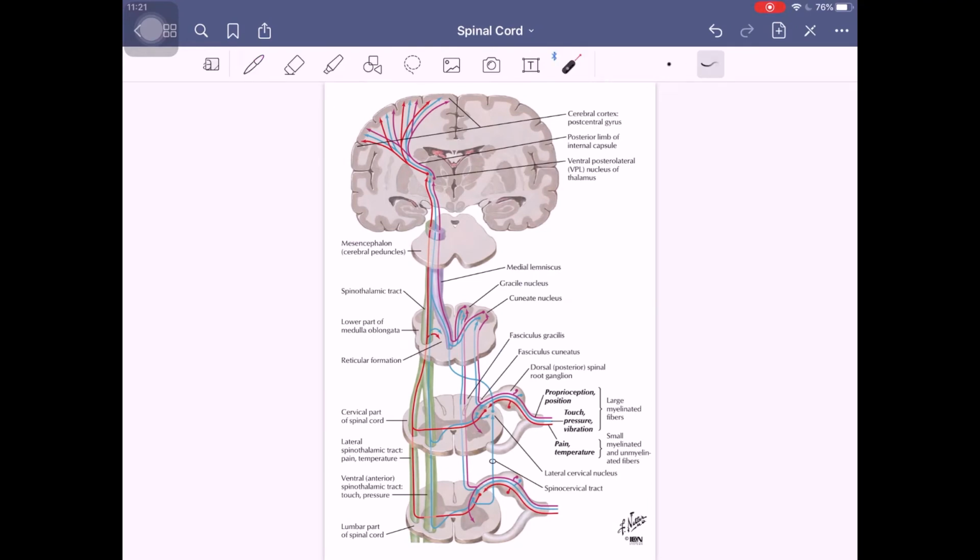Now you see here, we have so many pathways. Here we have to take only pain and temperature first. You see this one is your pain and temperature first, and then here you got your touch also. So touch is our blue one, and pain and temperature is red. Remember, touch is our ventral or anterior spinothalamic, and pain is our lateral spinothalamic.